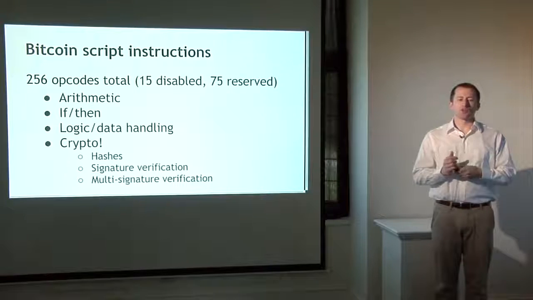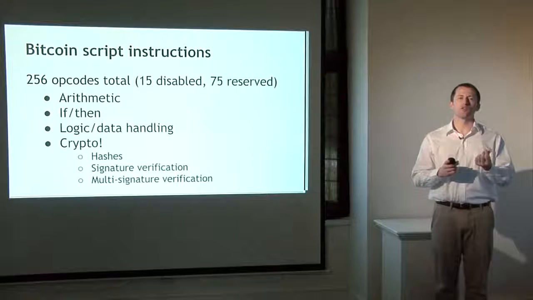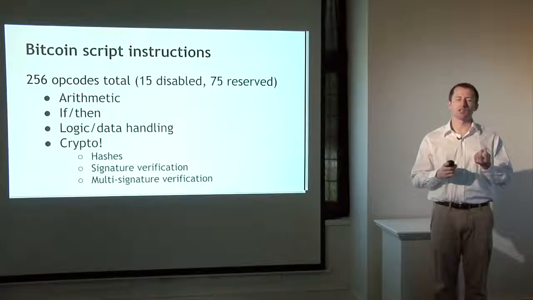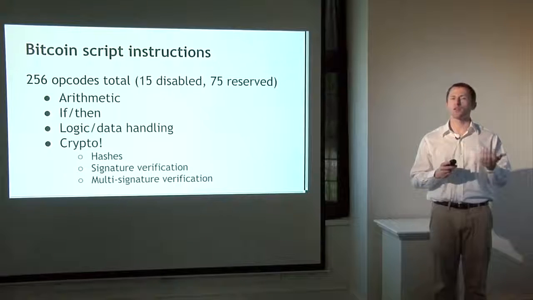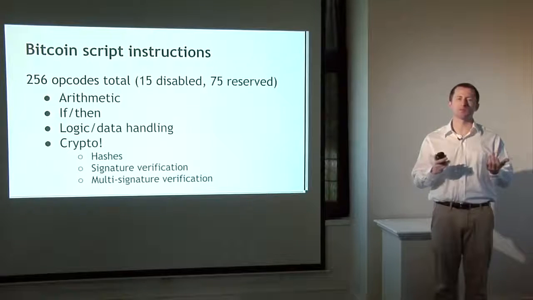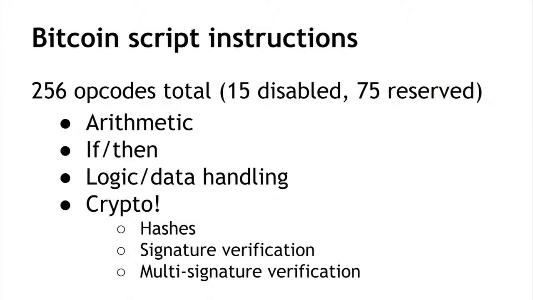So a little bit more about the Bitcoin scripting language. It's very small. There's only room for 256 instructions because each one is given 1 byte. And of those, 15 of them are currently disabled, so you can't use them at all. And 75 of them are reserved, so haven't been assigned any specific meaning yet, but might be instructions that are added later in time. There's a lot of the basic instructions that you'd expect in any programming language: basic arithmetic, basic logic like if and then, throwing errors, not throwing errors, returning early.